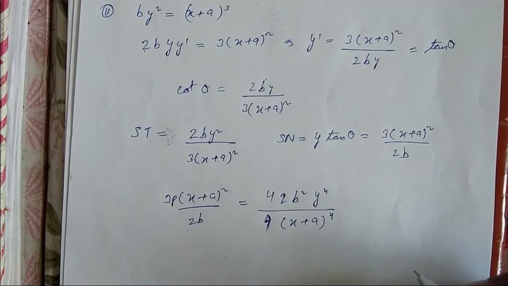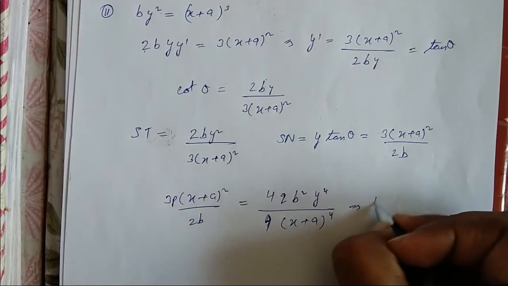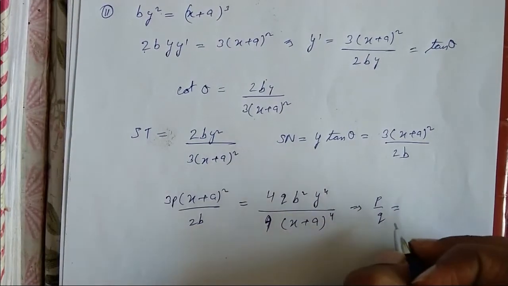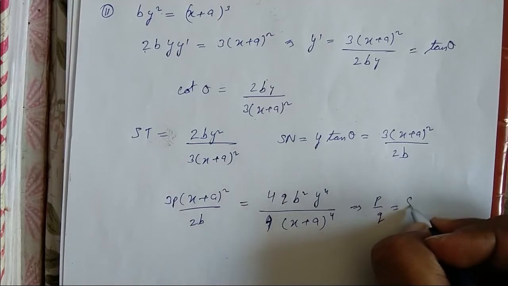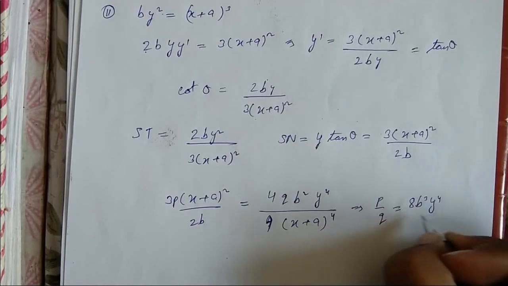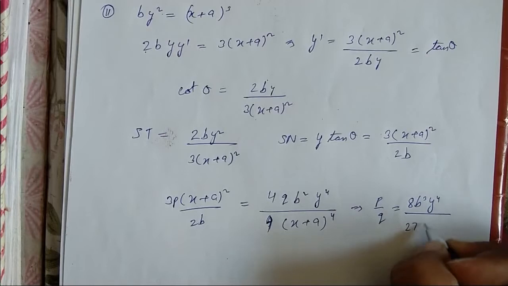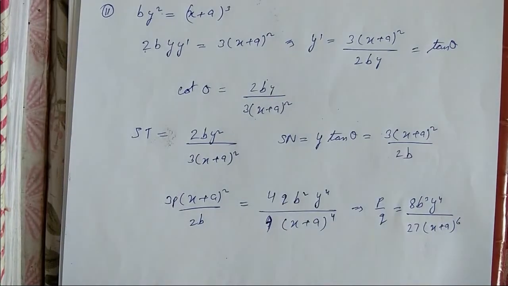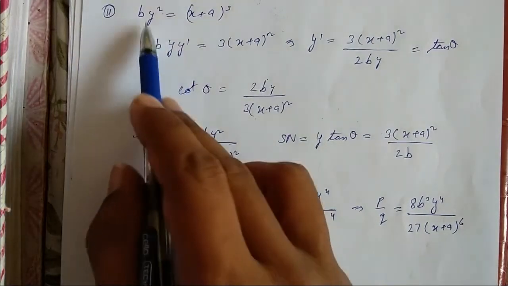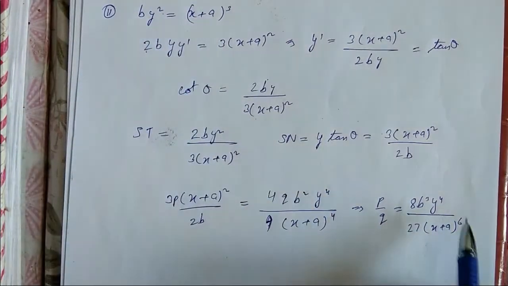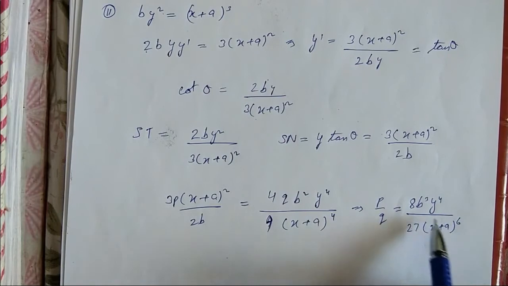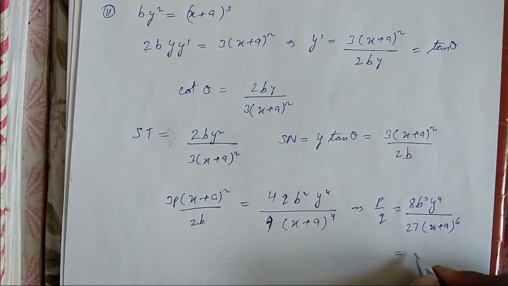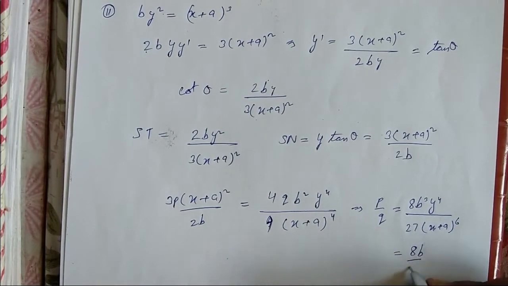Okay, so we can obtain P by Q over here as 8b cube y power 4 upon 27(x plus a) whole power 6. Okay, but using this equation we know that (x plus a) whole cube is equal to by square, so this would leave us 8b by 27.